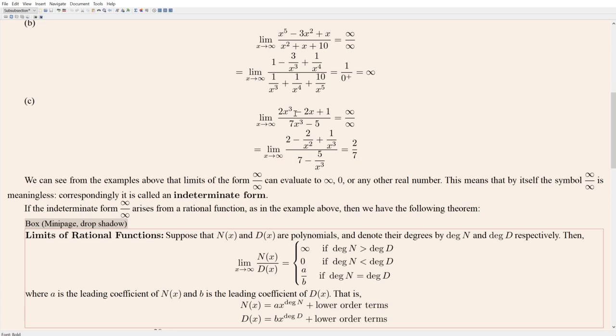Here we have yet another example. Here, the degree of the top and the bottom is both 3. The highest exponent is 3, so we divide the top and the bottom by x cubed.